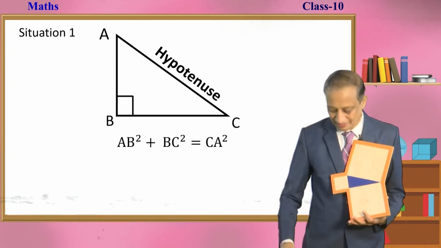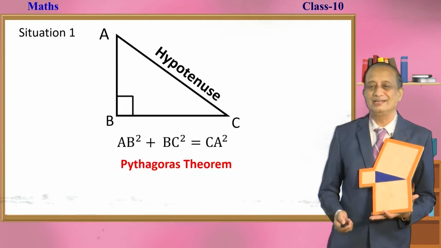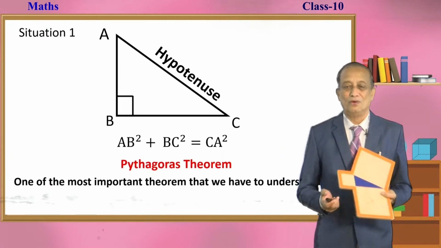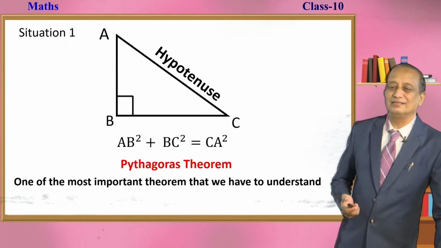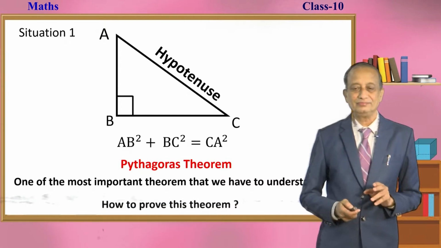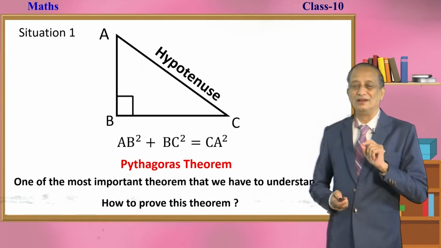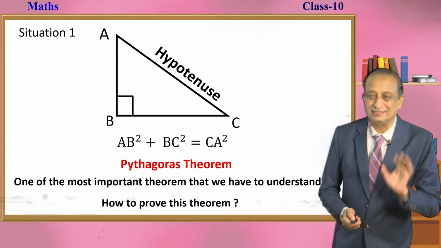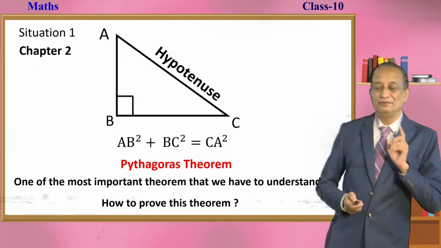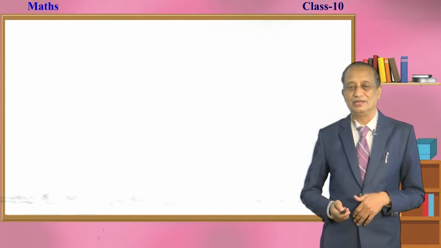Tell me what is the name of this theorem? This is called Pythagoras theorem. One of the most important theorems, children, that we have to understand. So, how to prove this, children? This is the important objective of this particular chapter. We are going to discuss in this chapter, chapter number 2, called triangles.